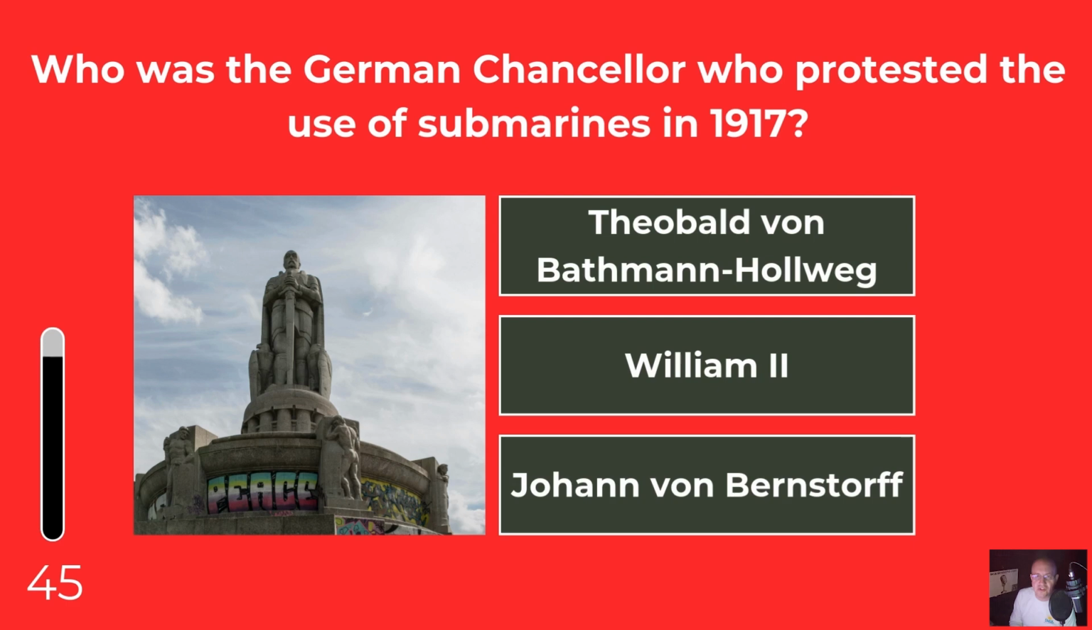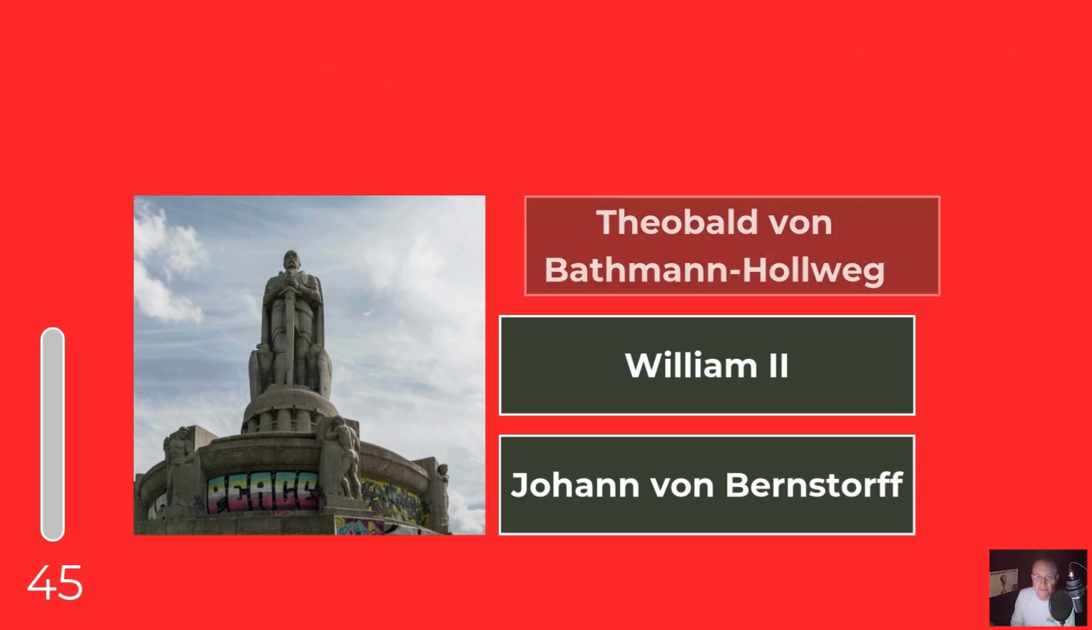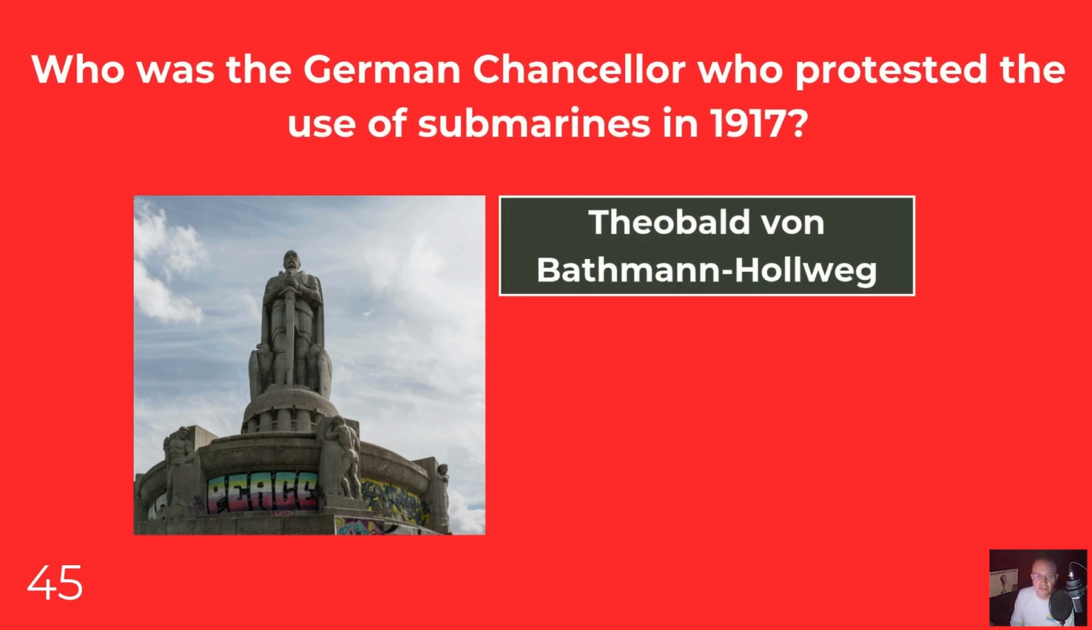Who was the German chancellor who protested the use of submarines in 1917? Was it Theobald von Bothmann-Hollweg? Was it William II? Or was it Johann von Bernstorff? It was Theobald von Bothmann-Hollweg.